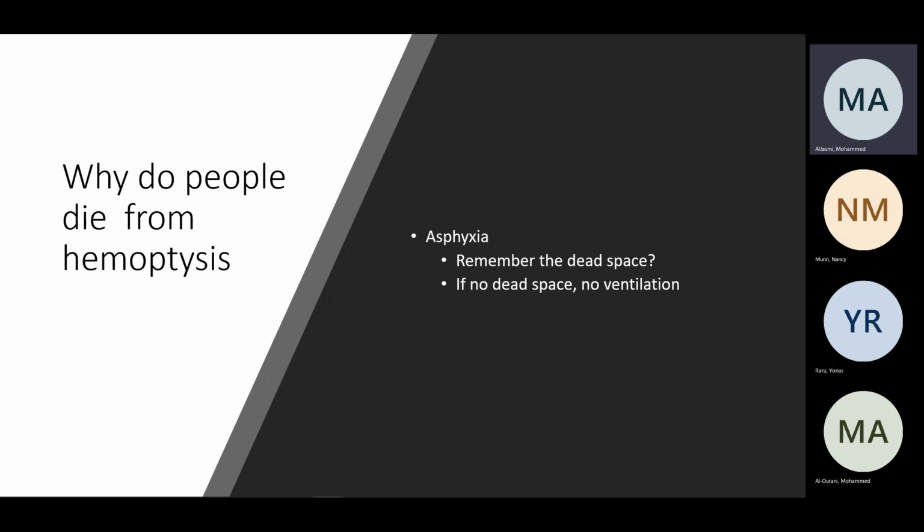So as we said, asphyxia is why people die. Why is that? What's the dead space? How much dead space do we have? The trachea, what is the volume of the trachea? Do you guys know? 50 cc's. If someone is sedated, paralyzed, intubated, only 50 cc's of blood are enough to kill him or her. So we die from what? Asphyxia, occlusion, lack of ventilation.